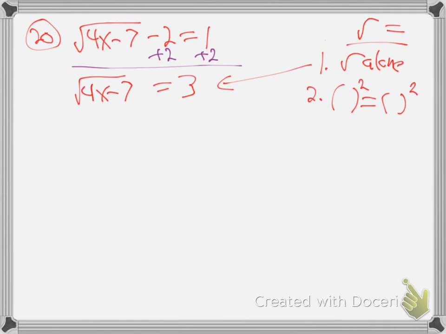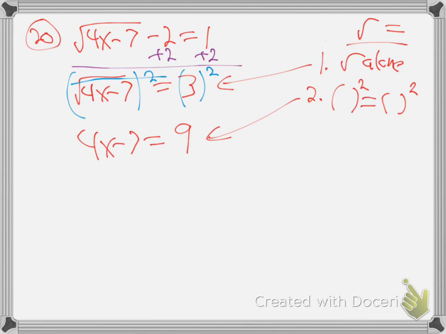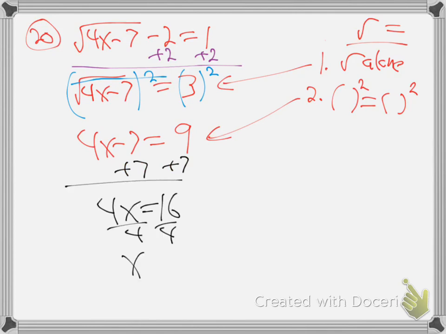Second step, you 2 power both sides. So I'm going to do that. What happens here? The root and the 2 power cancel because they're opposites. And you just get plain 4x minus 7. The other side is 9. 3 squared is 9. So I 2 powered both sides. Now we can solve it. Add 7 to both. We get 4x is 16, divided by 4. X is 4. Maybe.